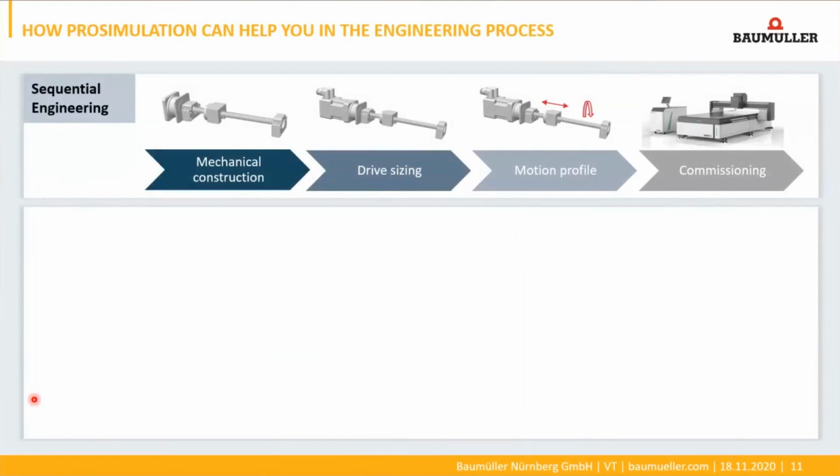First, I will explain the conventional process of sequential engineering of a spindle axis of a CNC table to you. Here, all steps are carried out one after the other. The first is the mechanical construction of the spindle. Then, the electronic technician selects the appropriate motor for this application. An optimized motion profile with minimum power losses is then sought out. And finally, the drivetrain in the entire machine is put into operation.